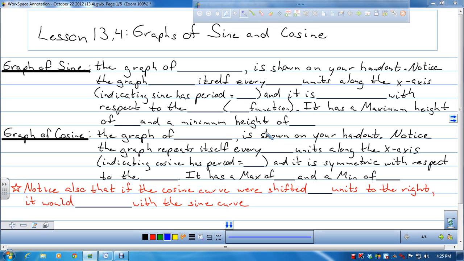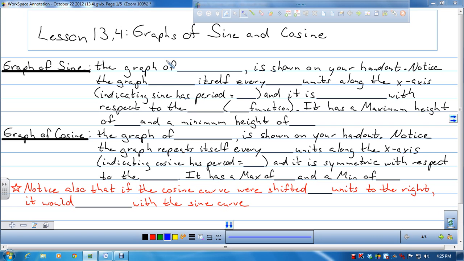Hello Trig class. We're going to go over lesson 13.4 today, which is about graphs of the sine and cosine curve. So we're going to address certain key points on how to graph those and how to go about finding those key points both graphically and within the equation when we're using sine and cosine. So we'll get right into it.